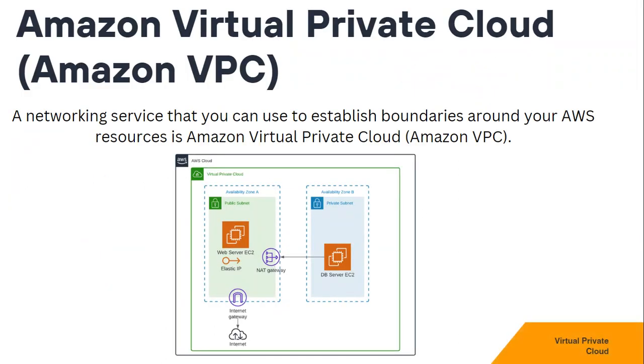So, firstly, what is virtual private cloud? Virtual private cloud is a networking service that you can use to establish boundaries around your AWS resources. Any kind of cloud resources, in my case here, AWS resources. Resources may be EC2 instances or my databases. So I'm keeping those resources inside a protective boundary.